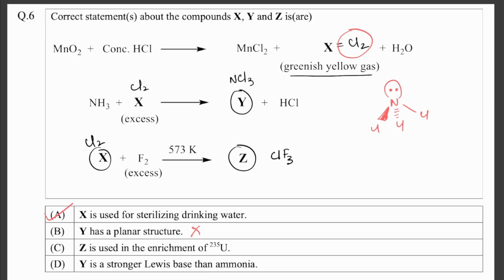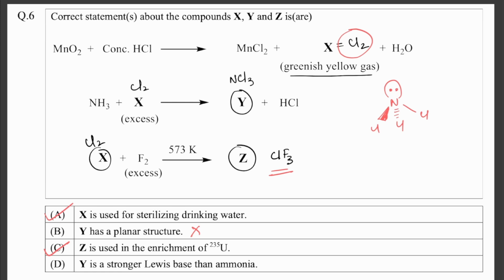Third option, C: Z is used in the enrichment of uranium-235. That is correct, because this one can act as a fluorinating agent. So we can use that one to enrich uranium-235. That is also written in NCERT, directly from the NCERT they are giving.